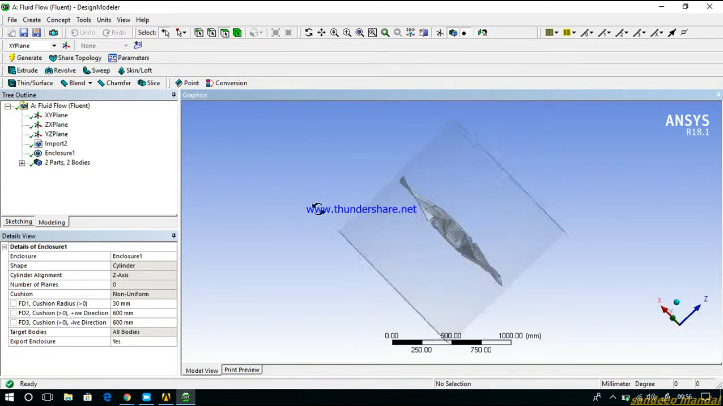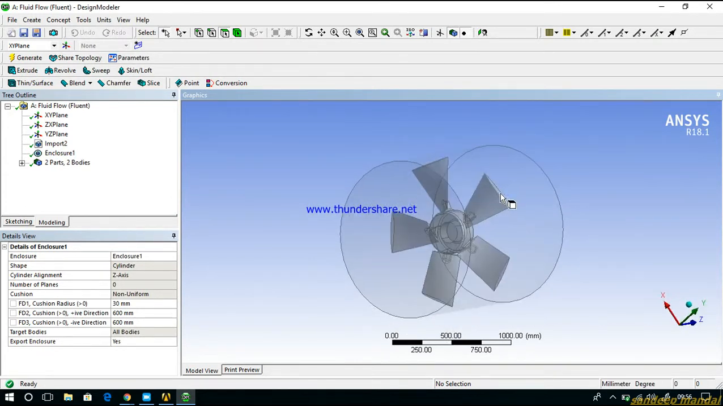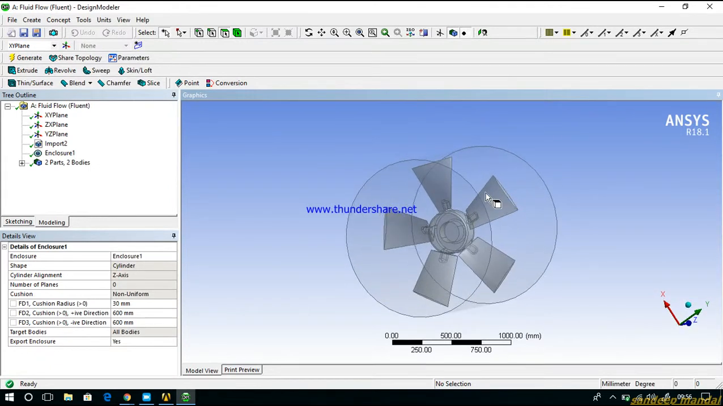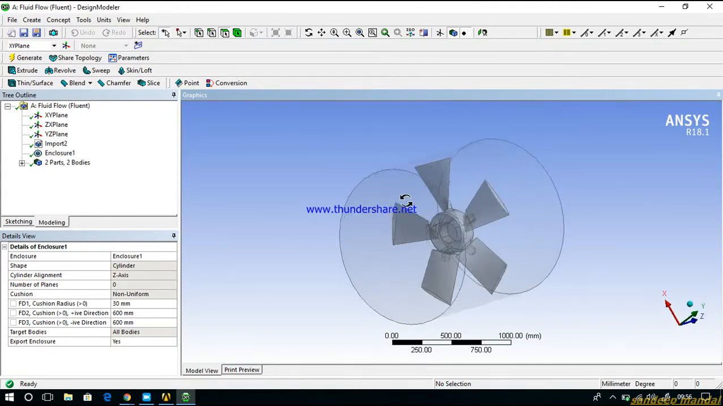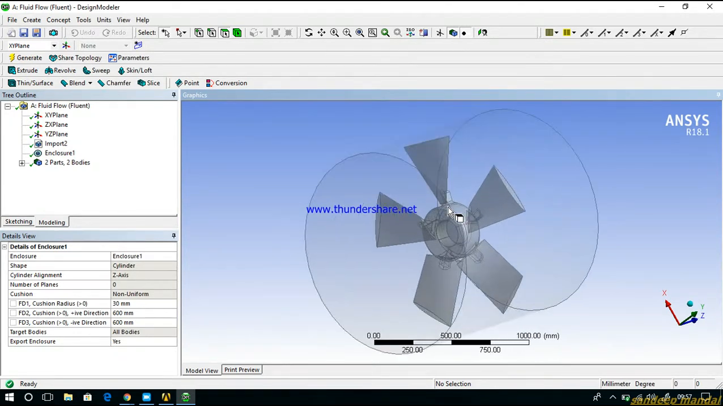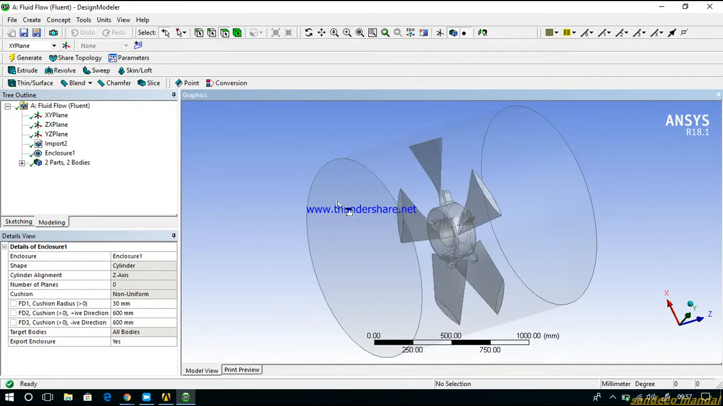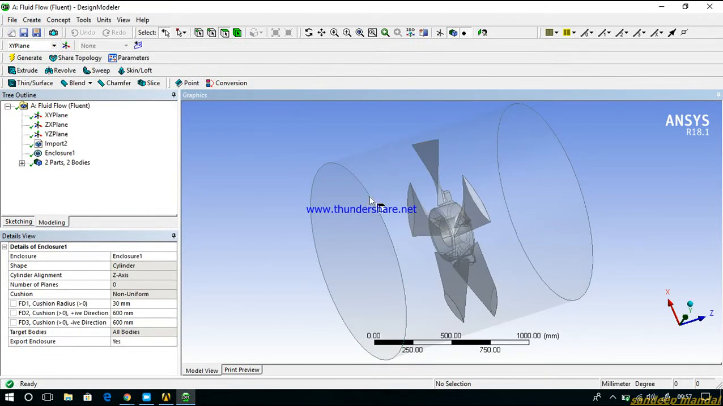Now there are two main methods of analyzing this fan. First, we have to create a boolean on this enclosure and subtract this blade geometry, and then we have to fix this fan and rotate it at a desired RPM so that we get the required CFM at the outlet side of this domain.